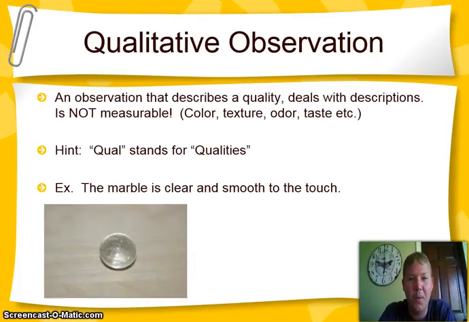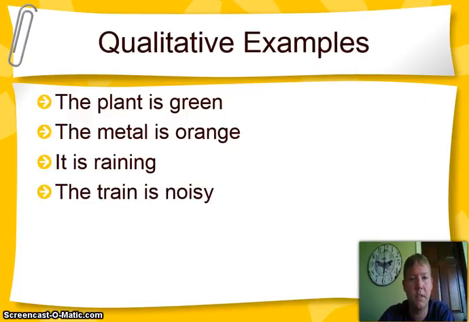One way to remember qualitative observations, though, is the qual. Q-U-A-L stands for qualities. So anytime you see that, you know it's talking about the qualities of something. For example, this marble down here is clear and smooth to the touch. We're talking about qualities. Clear, we're talking about color. Smooth, we're talking about texture. So those are qualitative observations. Other examples of qualitative include: the plant is green, the metal is orange, it is raining, the train is noisy. These are qualitative examples.